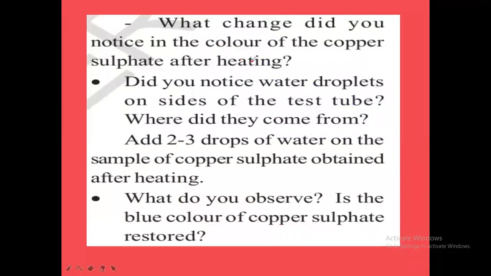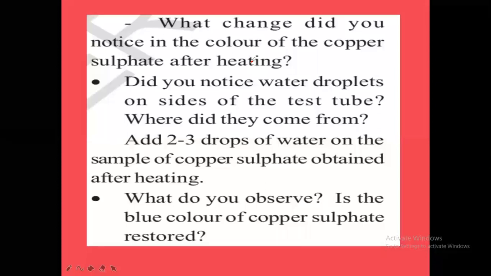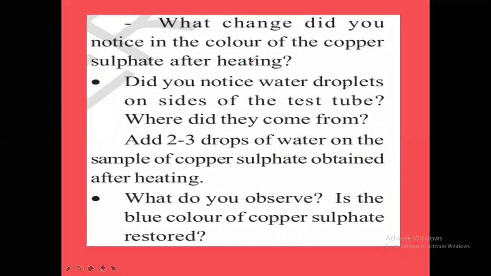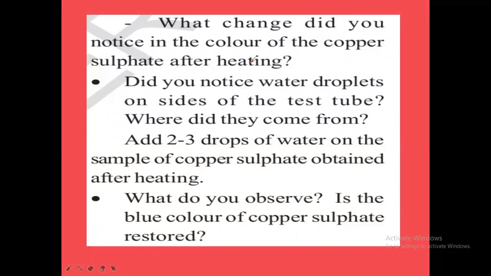Initially, copper sulfate 5H2O will be blue in color. Remember, in the beginning, copper sulfate 5H2O will be in which color? It will be blue in color. On heating, the 5H2O is lost. When 5H2O is lost, only dry copper sulfate will be there. That copper sulfate will have white color. Only CuSO4 will be white, but CuSO4 5H2O will be blue.